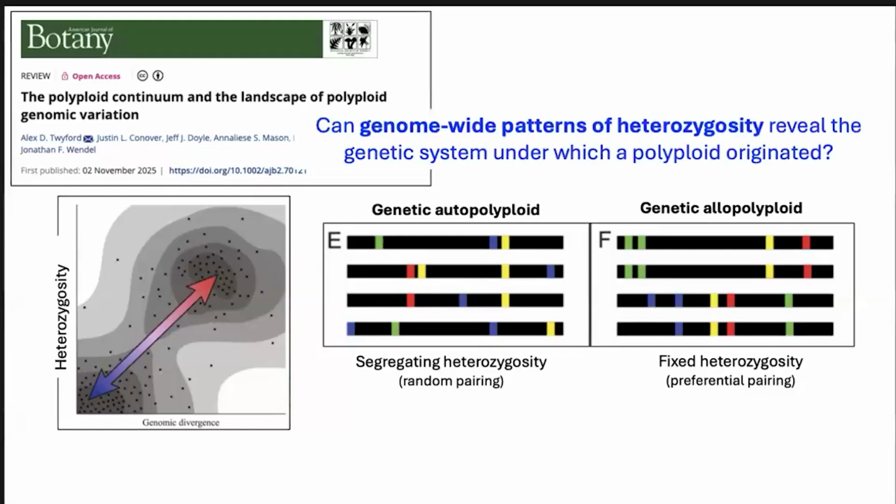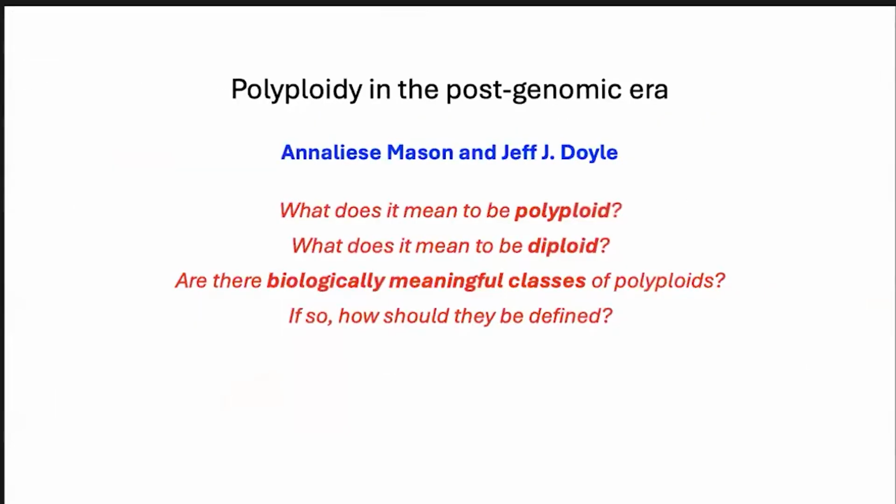So can genome-wide patterns of heterozygosity reveal the genetic system under which a polyploid originated? That I don't know. But that's what Annalise and I are working on in our paper that we're writing right now. It is due next week. That ain't going to happen. But anyway, we're still trying to sort the whole thing out. And so those are the questions that still remain after all that has been said and done.